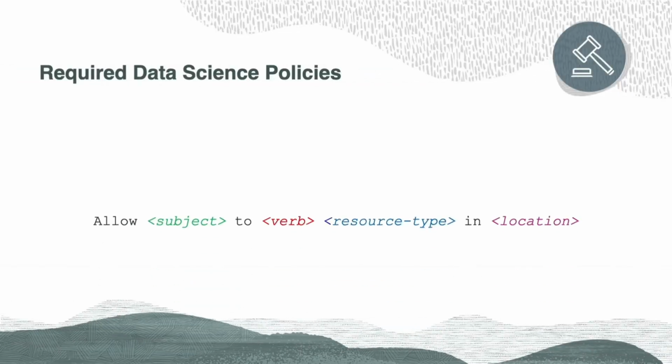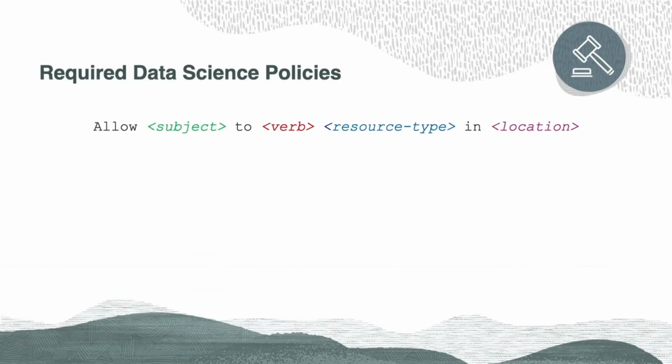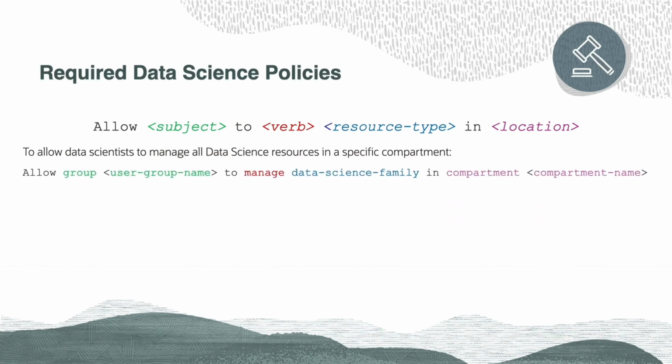We are adding the color coding to make the syntax easier to understand here. But please note, these are actually the most critical of the required data science policies, not simply policy examples. The first required policy will be to allow data scientists to manage all data science resources in a specific compartment. To do this, your policy would say, allow your user group to manage data science family in your compartment name.